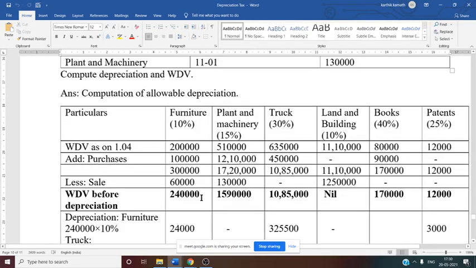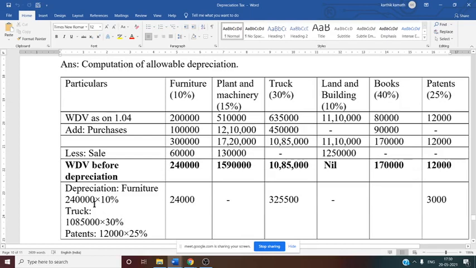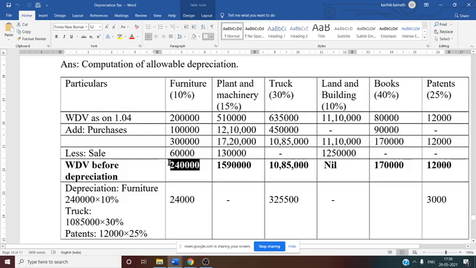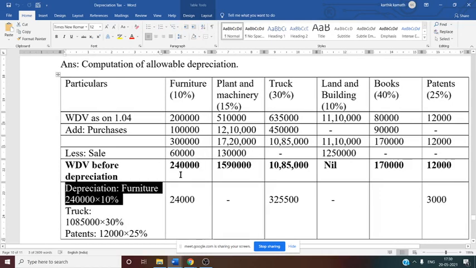That is why furniture, if you see, it is more than 180 days, it is clearly mentioned. So for furniture directly, what is the written down value of furniture? 2,40,000 into 10%. Since all the items given in the question regarding furniture are more than 180 days, directly we can calculate. Answer is 24,000. 2,40,000 into 10%, 24,000.